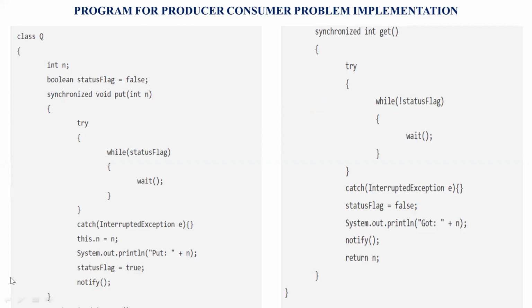In the try block you will have while status flag. If the status flag is true, the buffer is full, so you have to wait. Then after that, it will be notified for putting and getting. Next, for the get method, when the buffer is not full, you have to wait again. In the try block of the get method, you'll notify again.